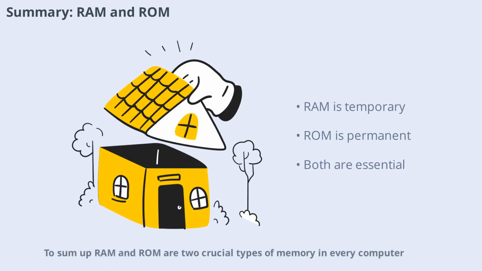To sum up, RAM and ROM are two crucial types of memory in every computer. RAM is temporary and helps your computer run programs and tasks quickly, while ROM is permanent and stores the instructions needed to start and operate your device. Both are essential for a smooth and reliable computing experience.